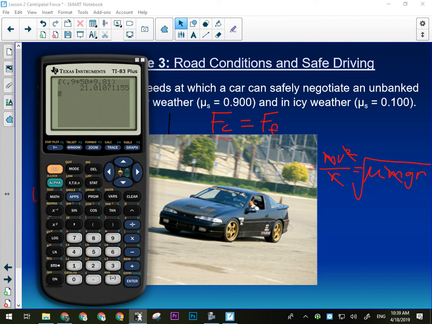All right, so the maximum speed under ideal dry conditions for the car to negotiate this corner is 21 meters per second. That's not half bad. It's almost 80 kilometers an hour. So not too bad.